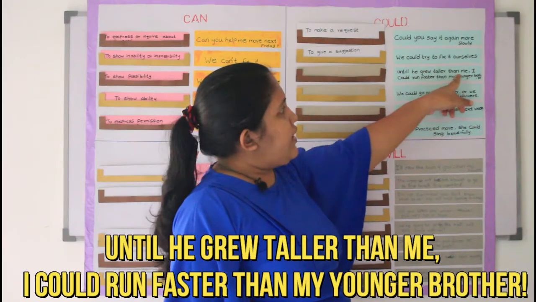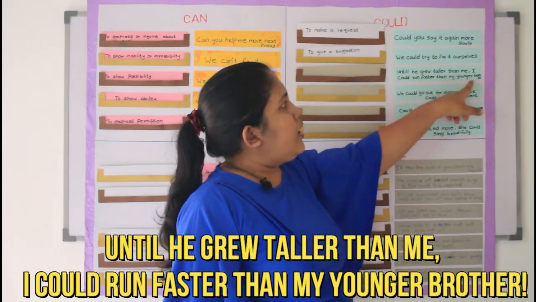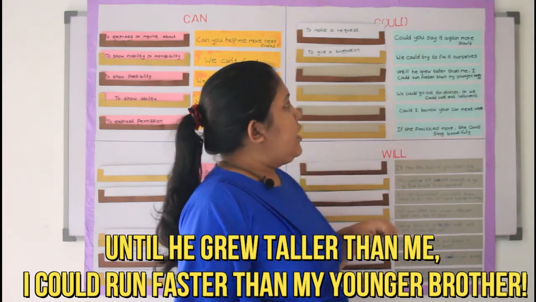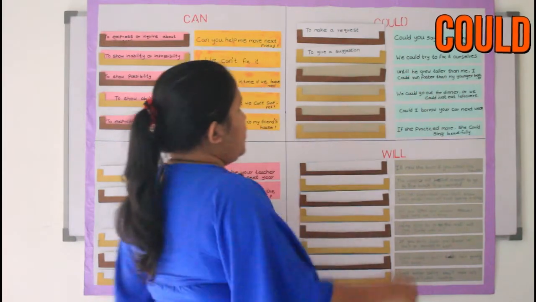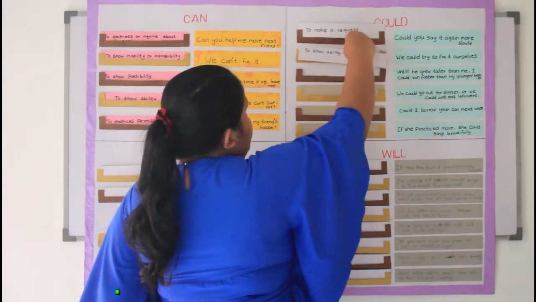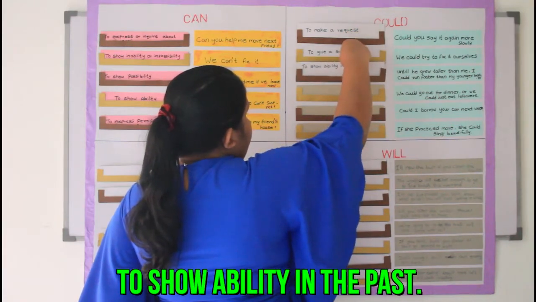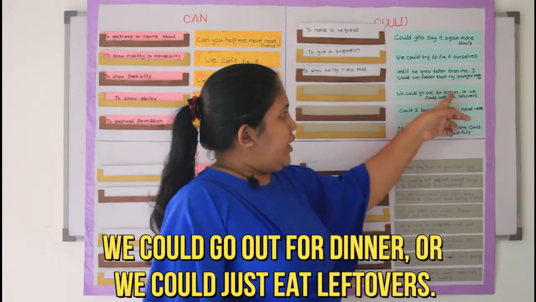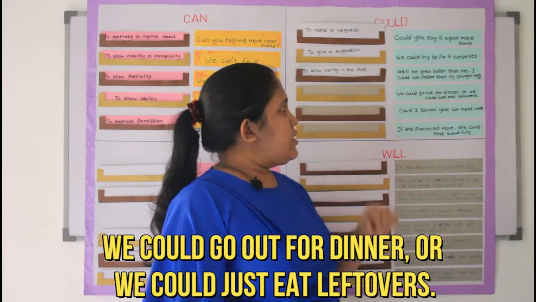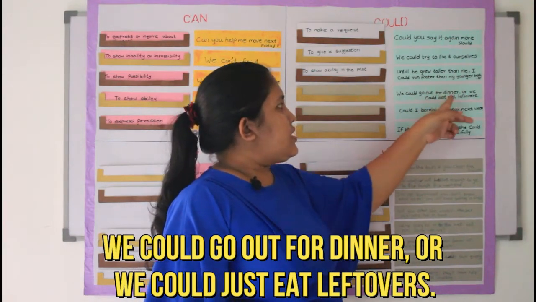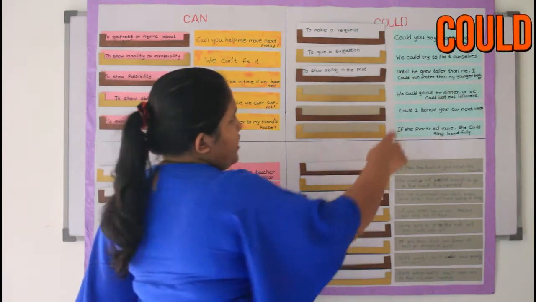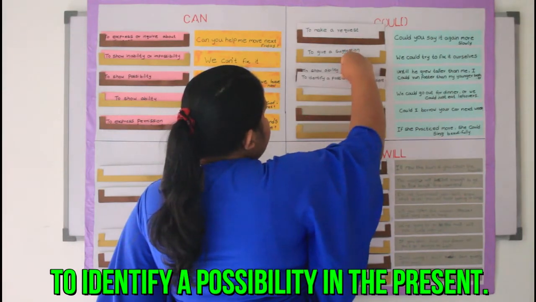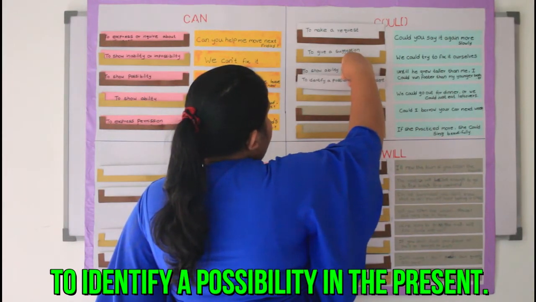Next one. Until he grew taller than me, I could run faster than my younger brother. Here, the modal verb could is used to show ability in the past. Next one. We could go out for dinner or we could just eat leftovers. Here the modal verb could is used to identify a possibility in the present.